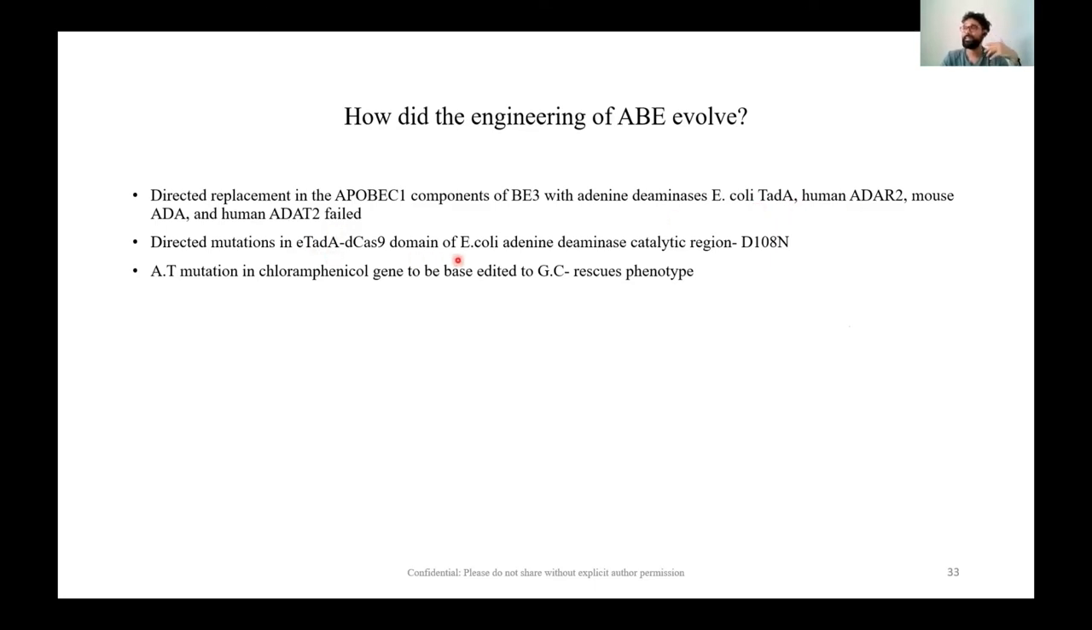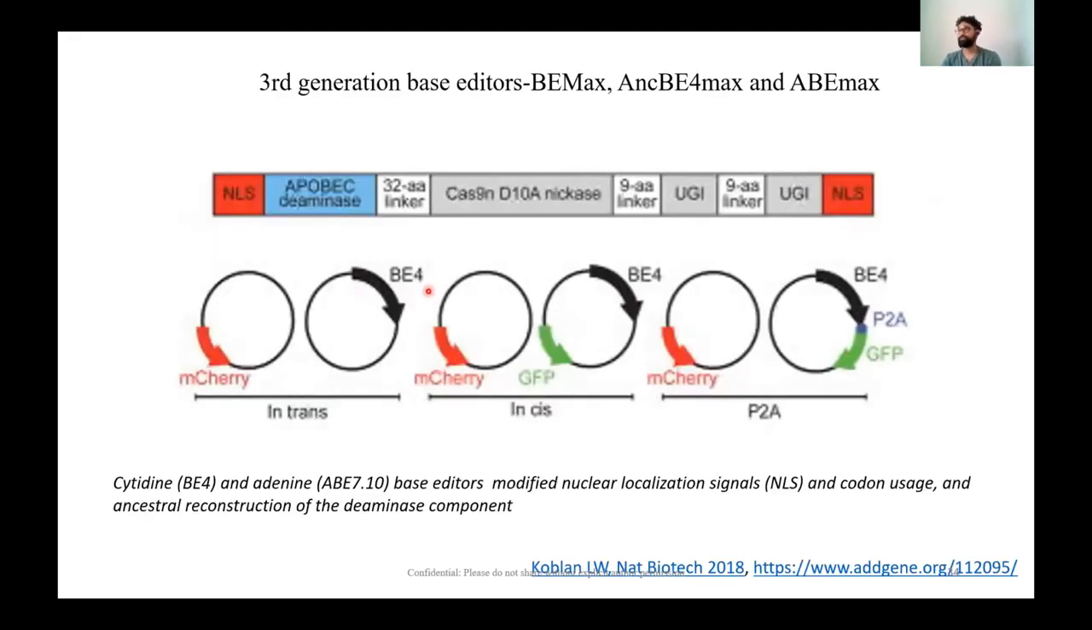But then in E. coli, they tried with this ETAD DCAS9 domain, and they found one region that basically rescues this mutation, which is this D1008 to N mutation in this particular case in the amino acid. And this mutation basically rescues the chloramphenicol gene phenotype that they were screening for resistance to. The third generation basically has further modification where they include ApoBEC deaminase enzyme, which is more specific. And I apologize for the bad image quality.